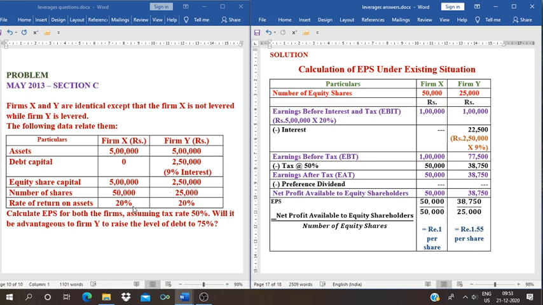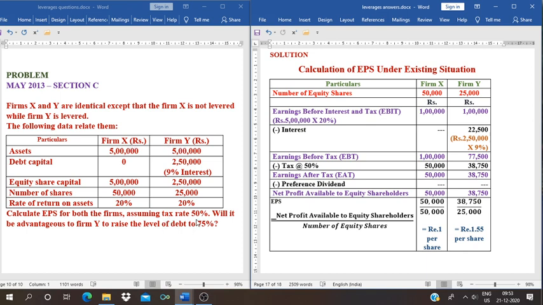Rate of return on assets is 20%. It is the same for both the firms. Why is it useful? For the purpose of calculating EBIT. Next, calculate EPS for both the firms. So we need to calculate the EPS for firm X and for Y.